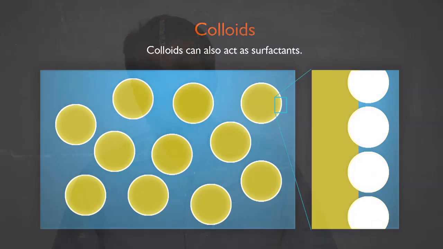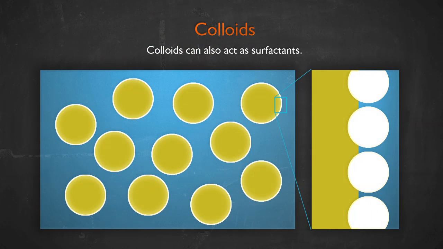Colloidal particles can actually also act as a surfactant. Colloidal particles like to exist at an interface between two fluids. Just like a surfactant molecule, an amphiphilic molecule exists at the interface between oil and water and stabilizes that interface, so too can colloidal particles exist at the interface and stabilize the interface of the two fluids. Or they can stabilize the interface of a gas and a fluid.